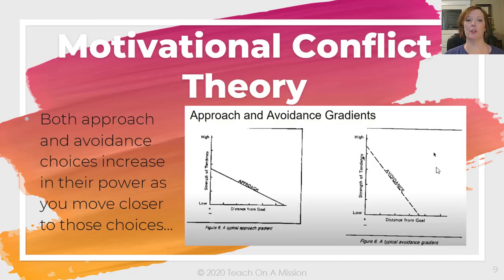We discussed the approach and avoidance choices, but one additional key that I want to make sure that you understand is that as you move closer to the choices, whether it's an approach choice or an avoidance choice, the choices increase in their power as you move closer to those choices. So think about something that you don't want to do. That would be more of an avoidance gradient.